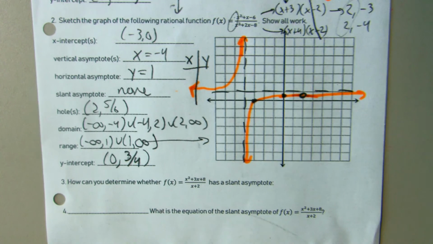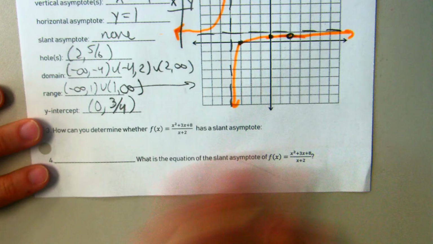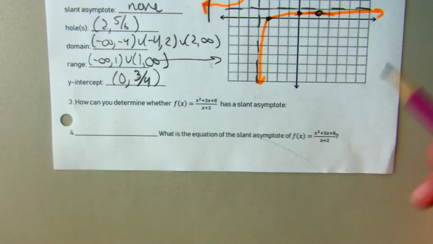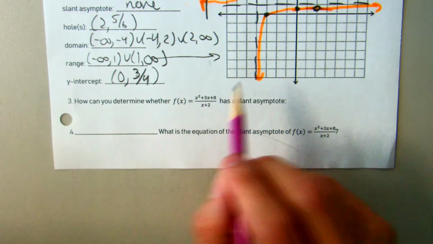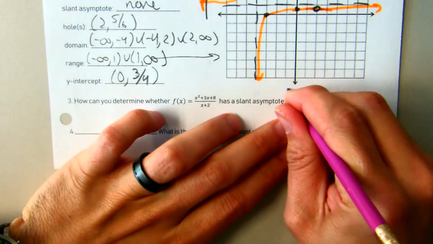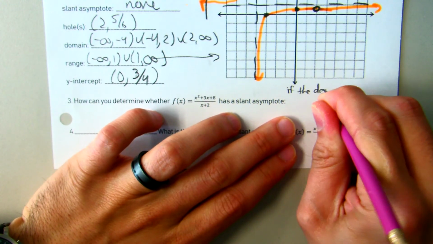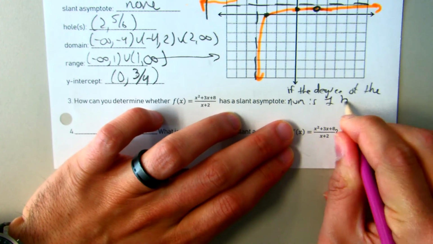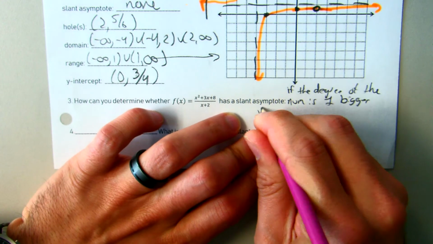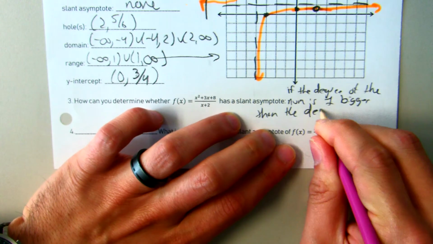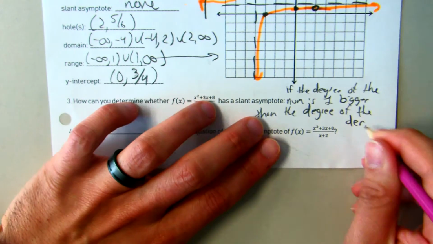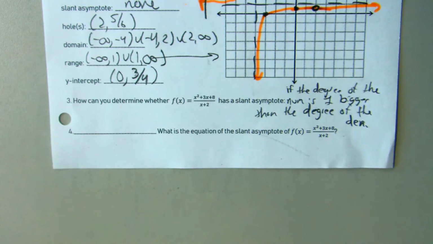Alright, and then to finish this one up, neither of those had a slant asymptote, so to make sure that you're not tricking yourself into thinking you understand slant asymptotes, how can you determine whether this has a slant asymptote? It is if the degree of the numerator is 1 bigger than the degree of the denominator. That was not true for questions 1 or 2, and that's why I was able to say no slant asymptote and move along quickly.